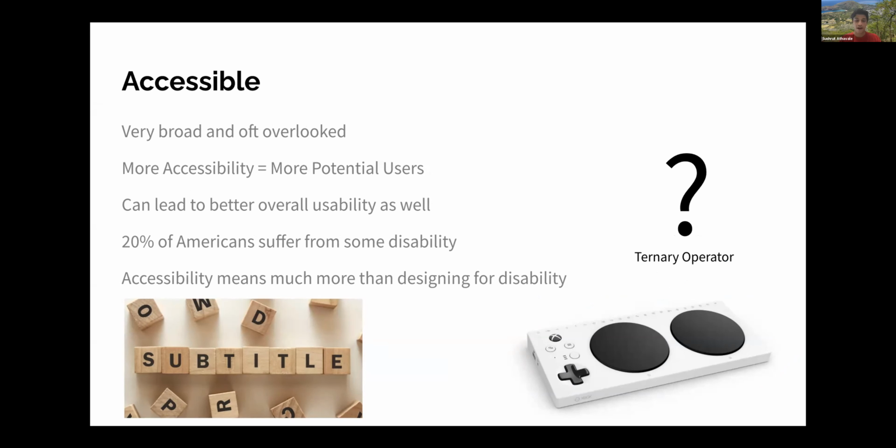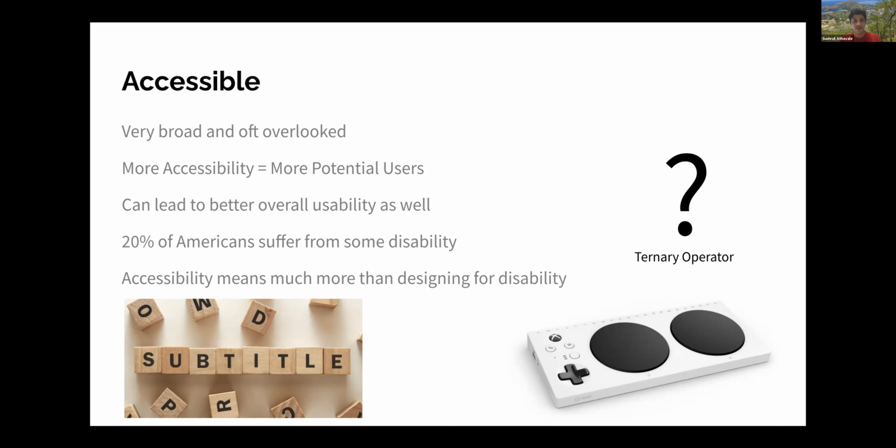A lot of higher ups, product managers, CEOs, et cetera, will often say, hey, we don't have the resources to make something accessible. It's not worth the cost for the user base we may achieve from that. That in itself may be just a wrong idea.